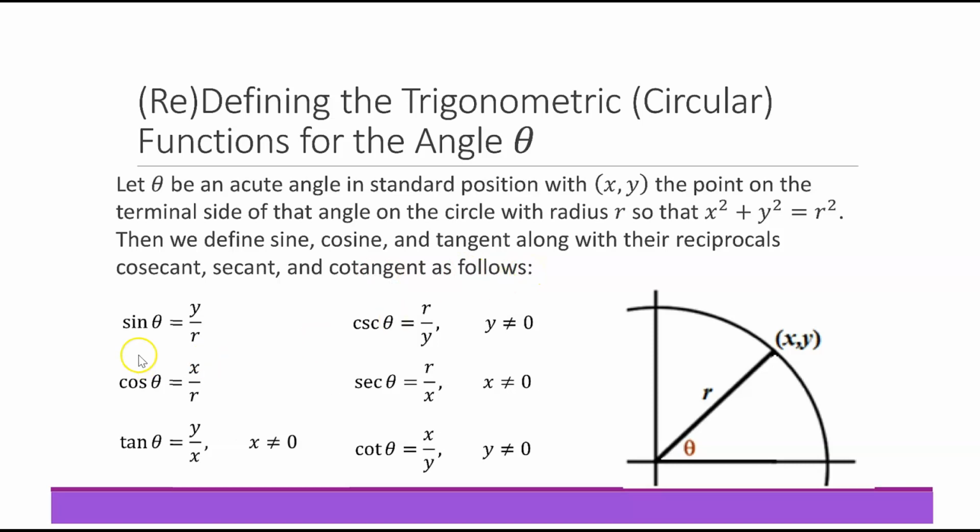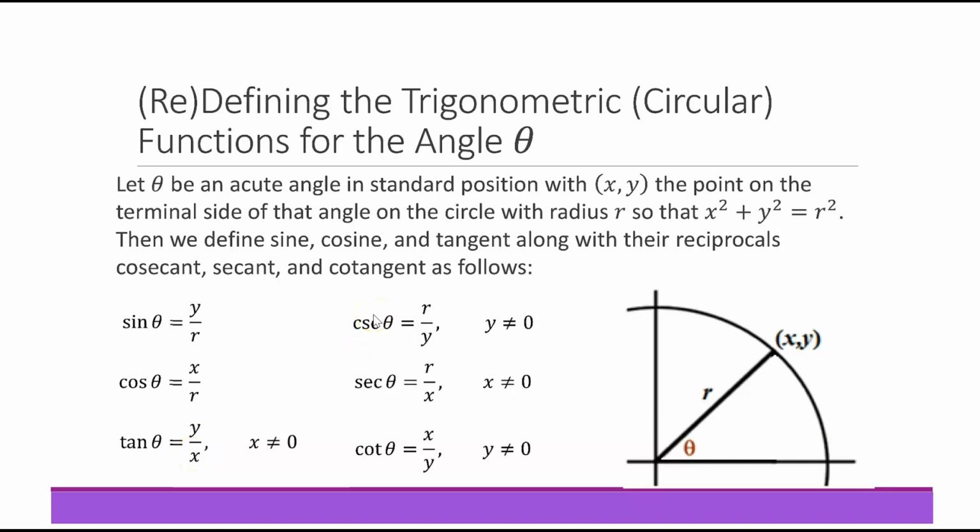So now we're going to go ahead and define sine theta as y over r. So the y value of the coordinate point over the radius. And we're going to define cosine theta as x over r. So we have the x value of the coordinate point over the radius. And tangent theta is going to be the y value over the x value, as long as the x value is not 0, because we can't divide by 0.